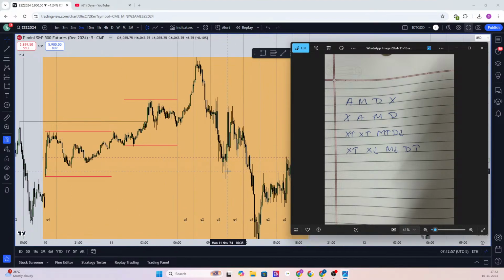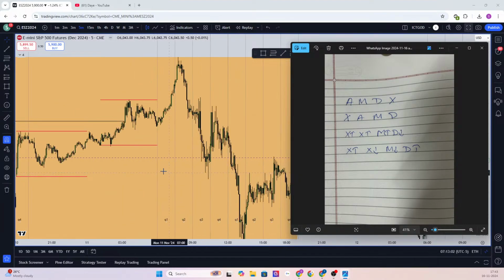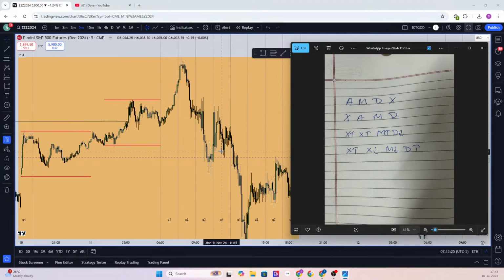I'll tell you what entry points you should look for to enter here. Till then you need to wait. I'm just explaining the acronyms, or how to see the session breakdown. So X, manipulation in the third quarter. Then I should be looking for a distribution higher. Q4 is supposed to be distributing higher. If you see here, X, then it took out the low. So this is only valid when the low of the Q1 is swept.